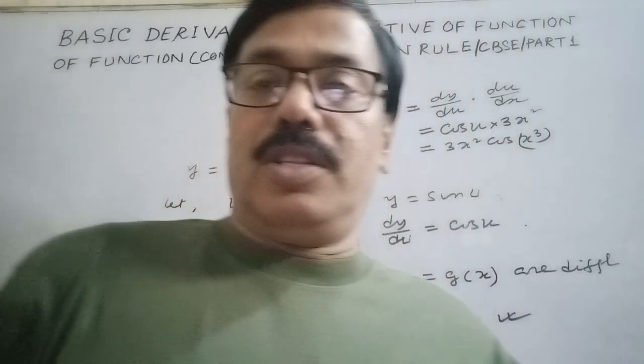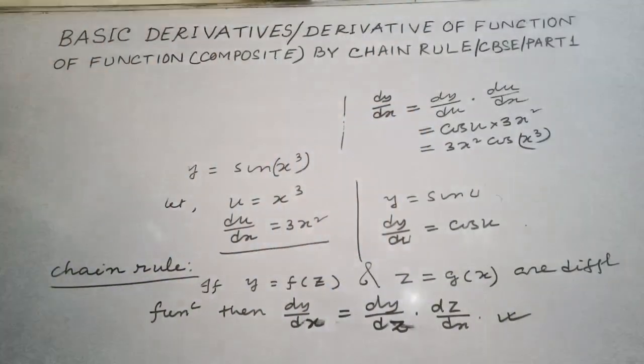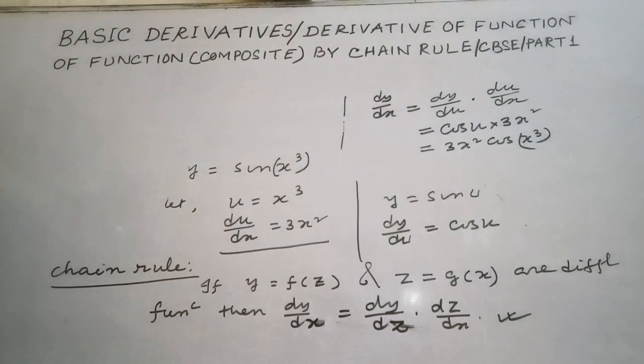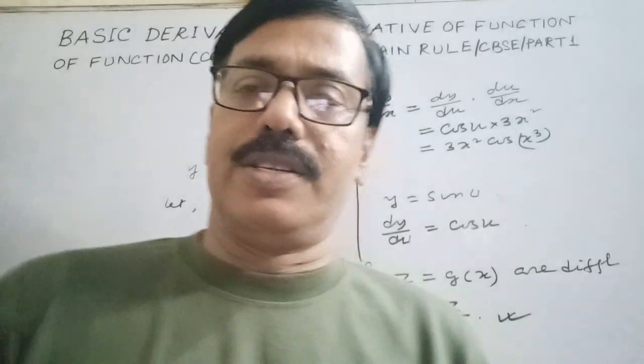So this is chain rule. So if the argument is not linear, we can consider this as another variable and using chain rule we can find its derivative.